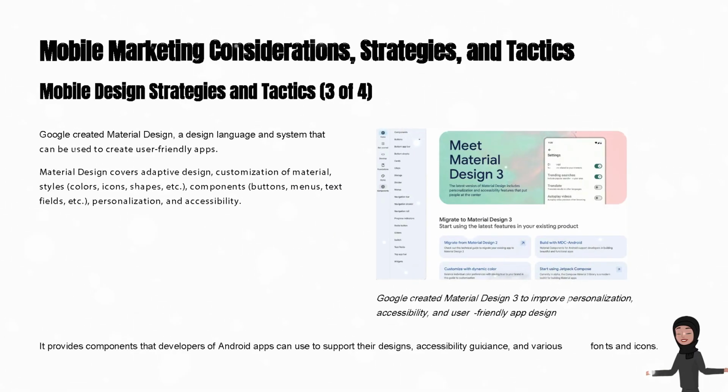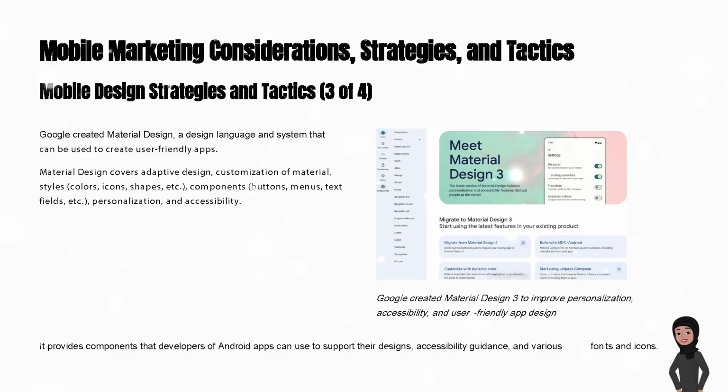Another way to support strong mobile design is by using established design systems. Google created material design as a design language and system that helps developers create user-friendly apps, especially for Android. Material design includes guidance for adaptive design, colors, icons, shapes, buttons, menus, text fields, personalization, and accessibility. These elements help create apps that feel consistent, modern, and easier to use.